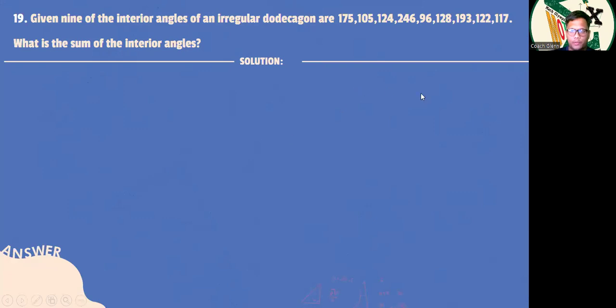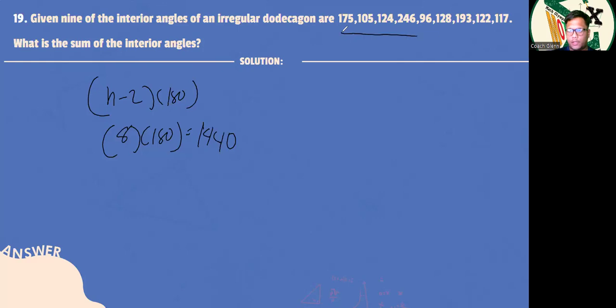Given the interior angles of an irregular dodecagon as listed, what is the sum of the interior angle? So all we need to do first is get the total angle of a dodecagon. We use the formula n minus 2 times 180. So we know that a dodecagon has 10 sides. So that's 10 minus 2, so 8 times 180, that's equal to 1,440.